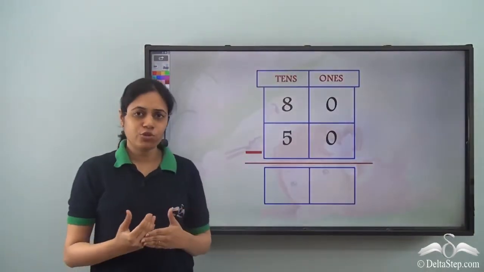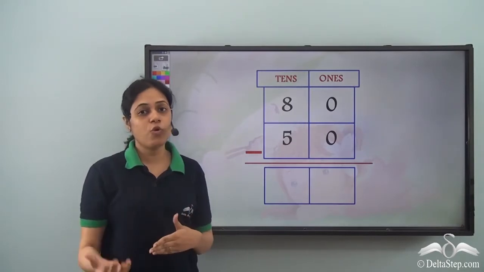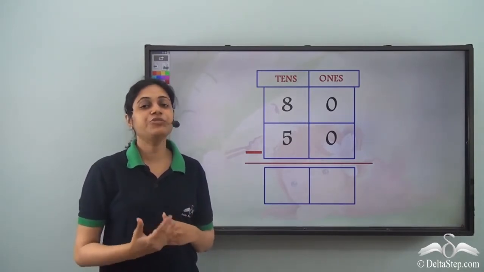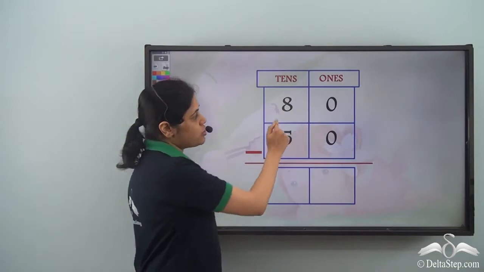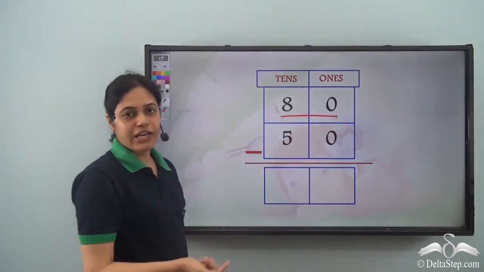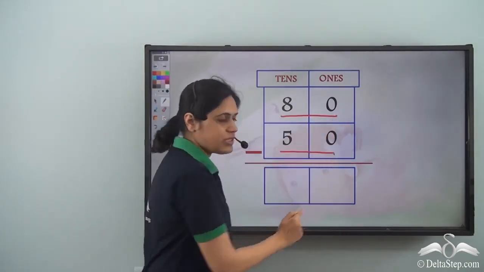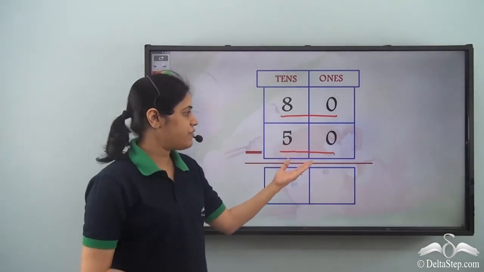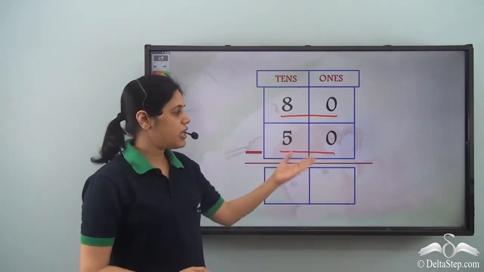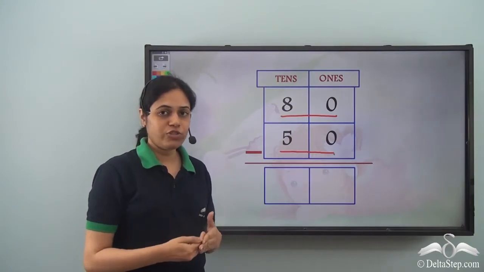So what do we need to do to find out how many more points he needs? We need to subtract. So he wants 80 points and he has already scored 50 points. So we need to subtract 50 from 80. So let's do that. And how do we do that?